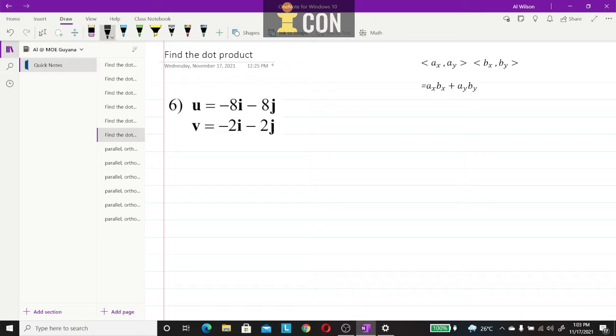Great, and now we're at number 6. This will be the last dot product question. So u dot v is equal to minus 8 times minus 2 plus minus 8 times minus 2. What it's going to give me is 8 times 2 is 16. Negative and negative is going to give me positive. Here we have plus minus 8 times minus 2. 8 times 2 is 16. So 16 plus 16 is going to give me 32.